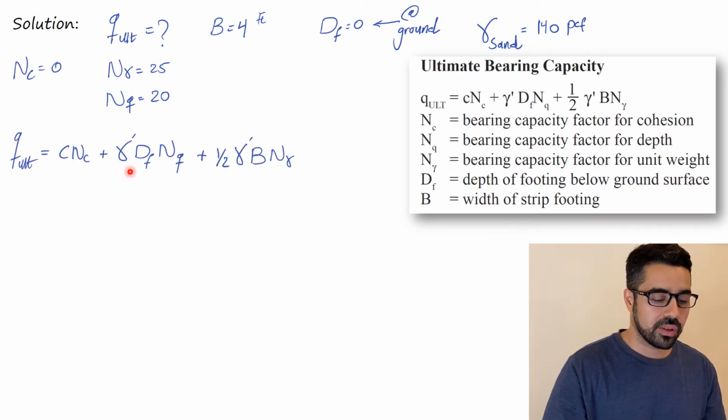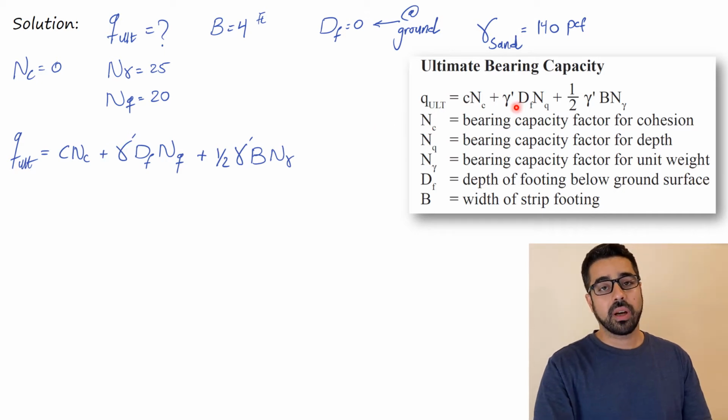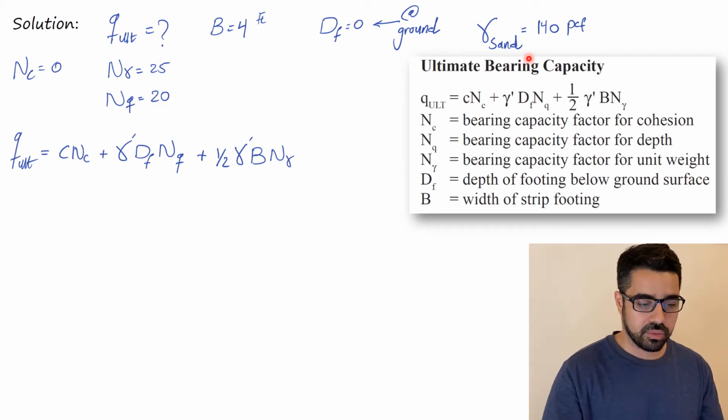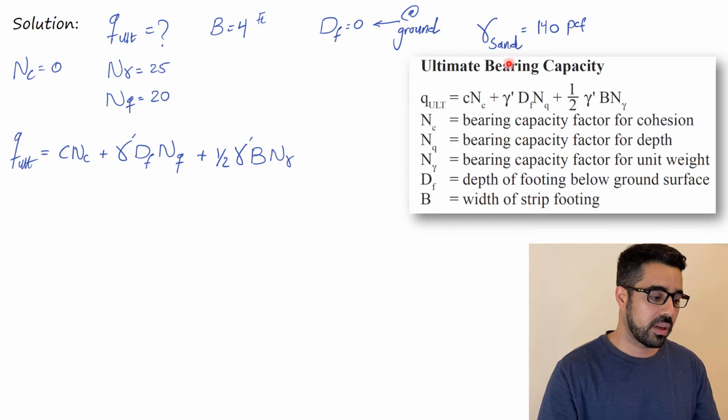Please pay attention to the gamma. The gamma written here is gamma effective. But since we don't have water, the gamma for the soil, the gamma total, is going to be equivalent to the gamma effective, which is in this case 140 PCF.